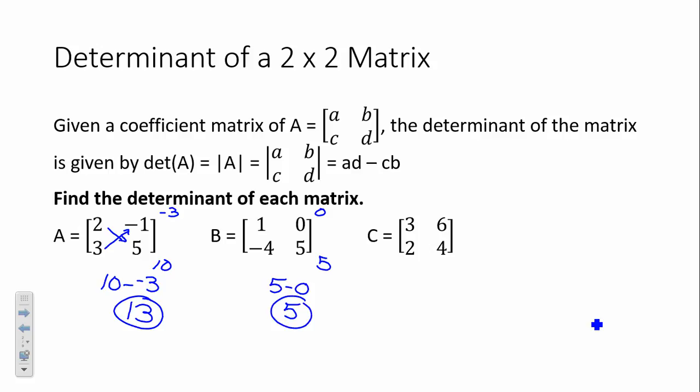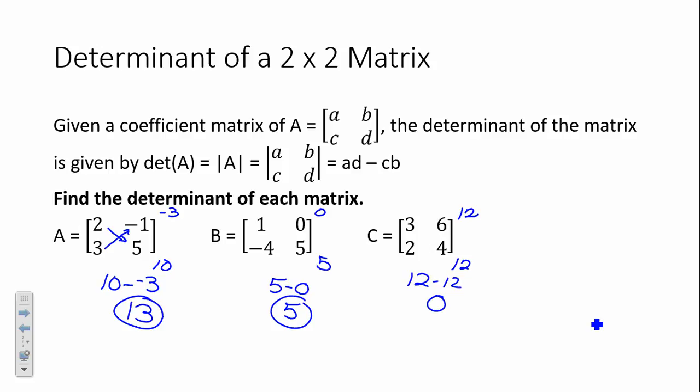Okay. The determinant of the third is going to be 12 minus 12, 0. Okay. And we learned last section that if we were trying to find the inverse of each of these matrices, we took 1 divided by the determinant, times the mixed up matrix, provided the determinant was not equal to 0. So we know by looking at these three that C does not have an inverse.